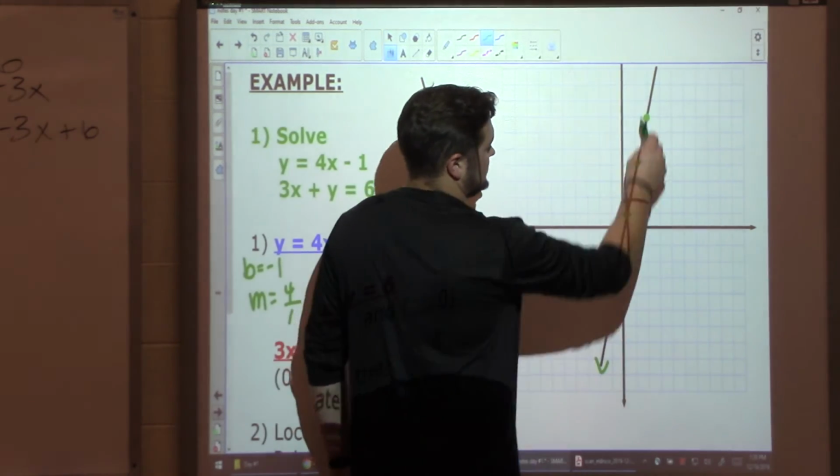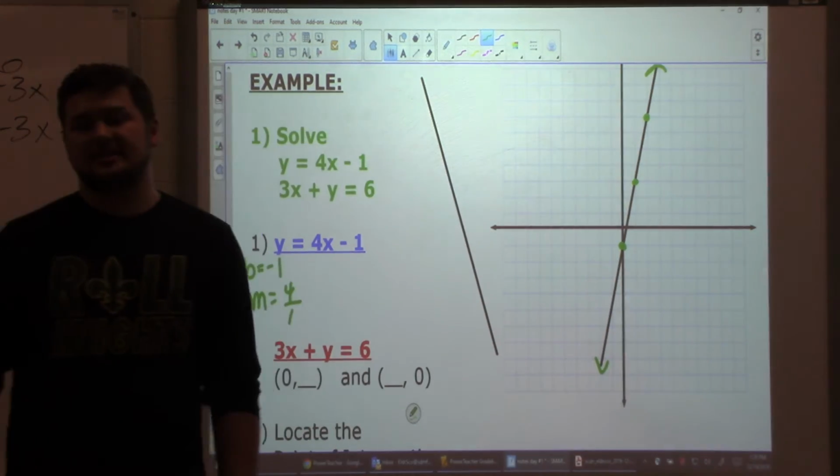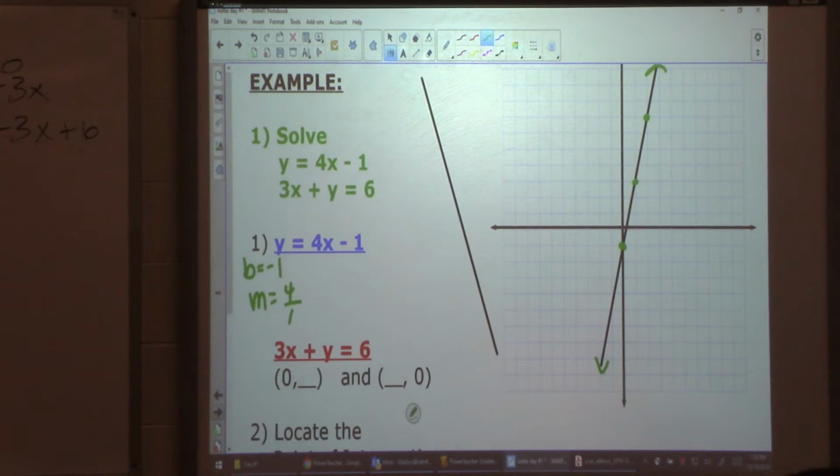Remember, when we're drawing lines, you should be using straight edges. Now, like I said, it's your notes. I really don't care what you do in your notes. But on a test, you should use a straight edge. Okay?